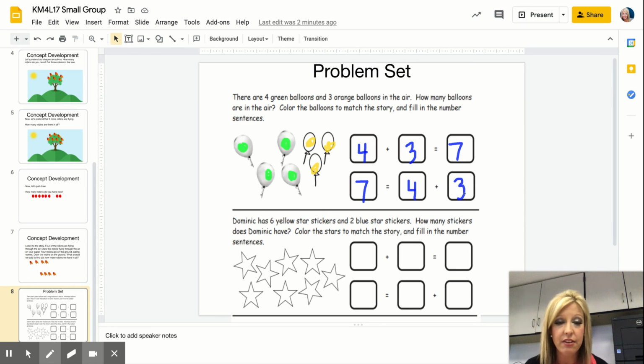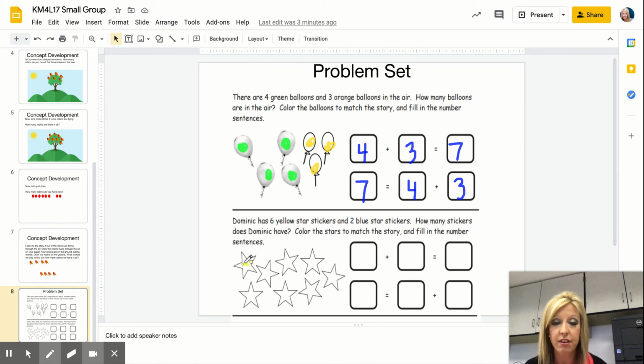Dominic has 6 yellow star stickers and 2 blue star stickers. How many stickers does Dominic have? Color the stars to match the story. Fill in the number sentences. Well, luck would have it, I have both of those colors down here. So let's start with yellow. He has 6 yellow star stickers.